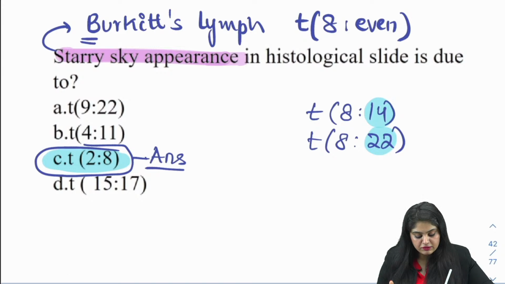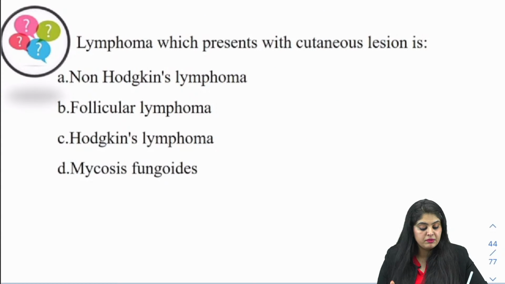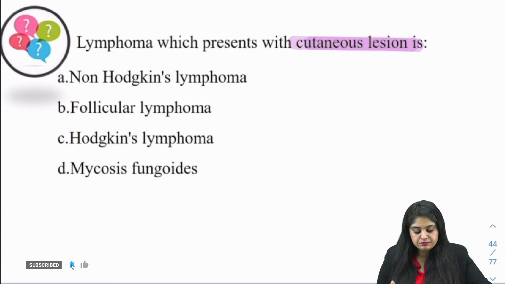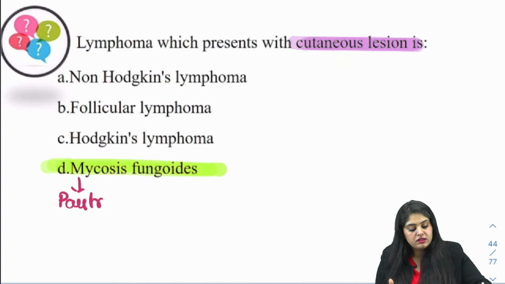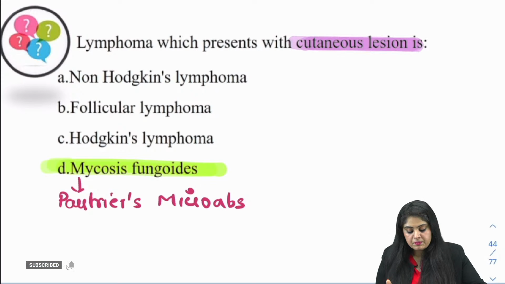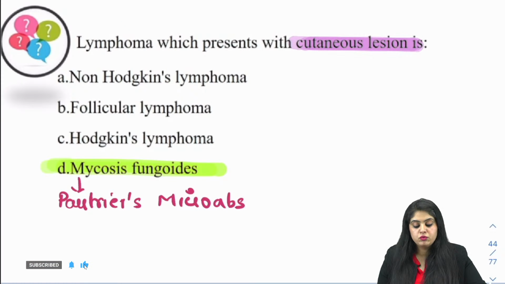Okay, let's move on to the next question, which also came in your previous year papers. A lymphoma which presents with cutaneous manifestations, which is the only lymphoma I told you that is going to have cutaneous skin involvement. It's going to look something like a fungal infection. Very simple question, ma'am. If such a question comes, we'll be so happy with it. And that is mycosis fungoides. And which abscess are we talking about? The abscess in mycosis fungoides is known as the Pottrier's microabscess. Perfect. Amazing.